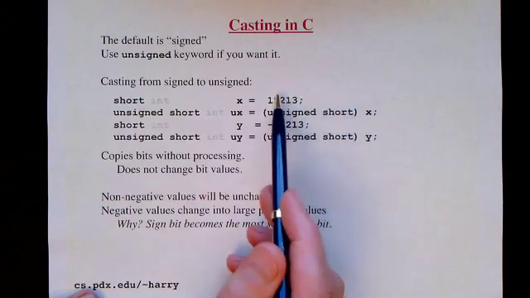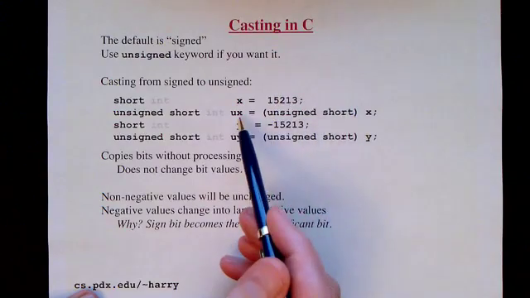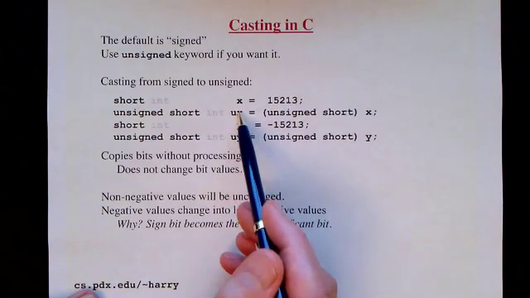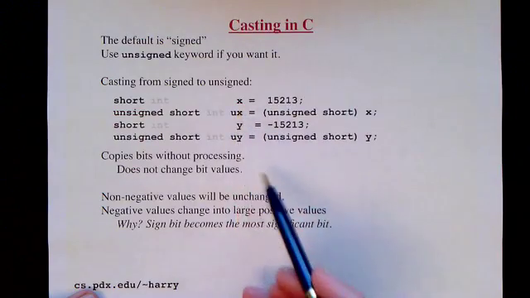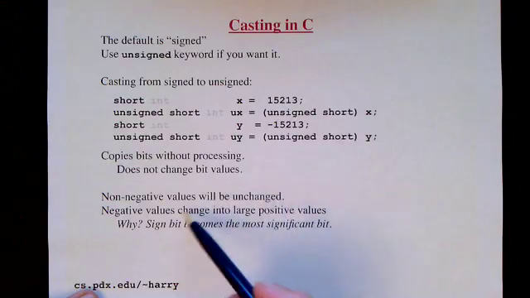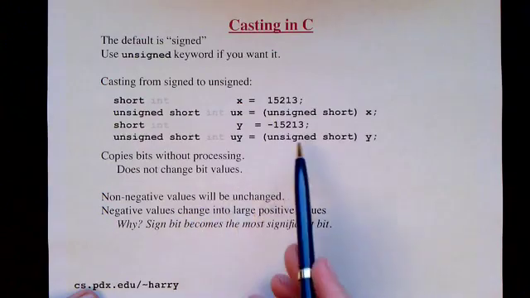And as long as x has a positive value, this cannot fail. This will not fail because the range of positive values for the unsigned is larger. So non-negative values will be unchanged. On the other hand, negative values will always be changed.